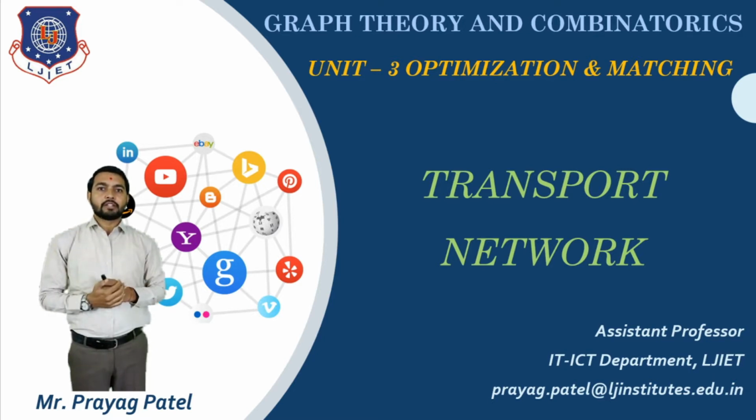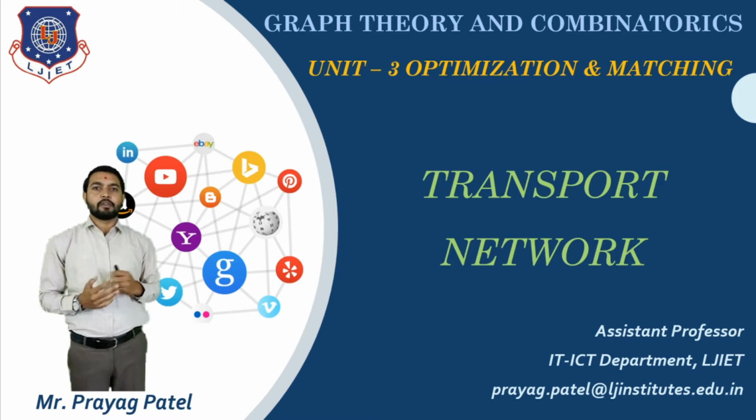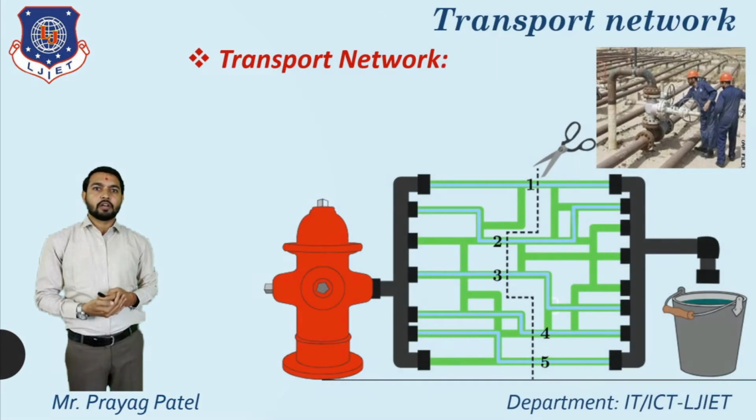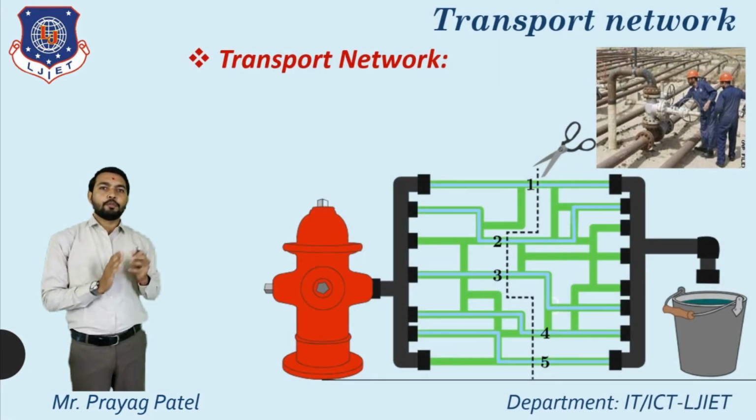Now in today's video lecture, I will discuss the next unit, unit number 3, optimization and matching. In unit number 3, first we discuss the first topic, the transport network. Now what is the transport network? A transport network means you want to flow something like liquid, for example, oil or water, in the network.